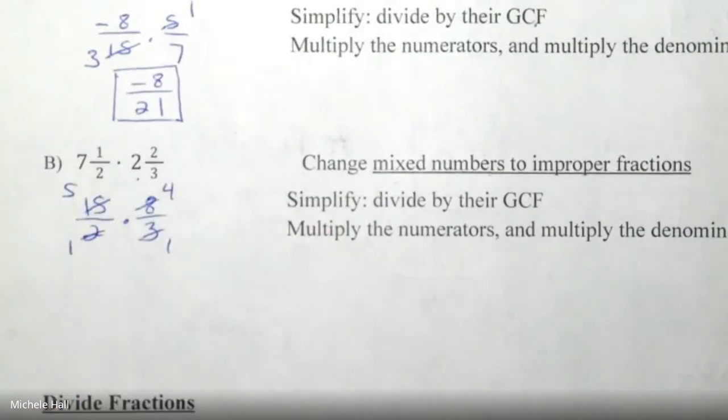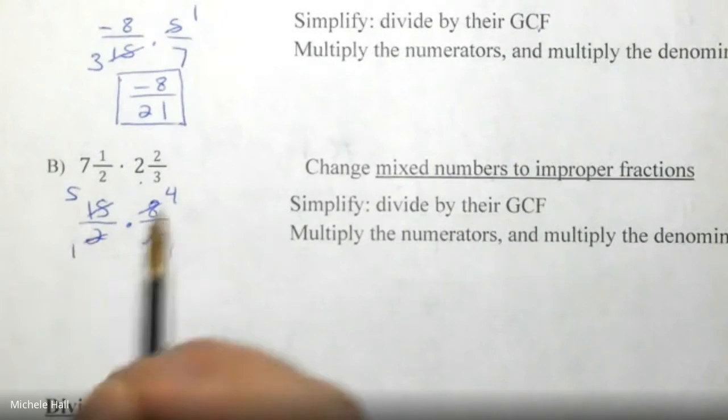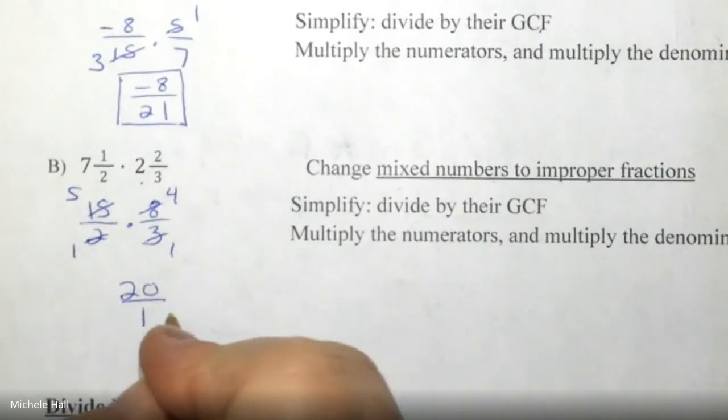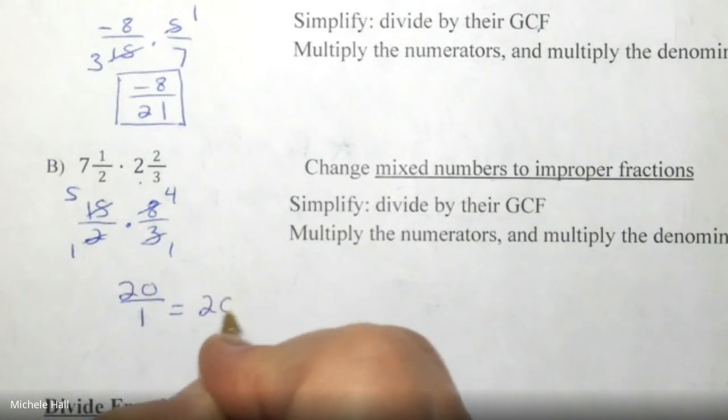And now I just multiply straight across. 5 times 4 is 20. Do I leave it as 20 over 1? No. Exactly. 20 divided by 1 is just 20.